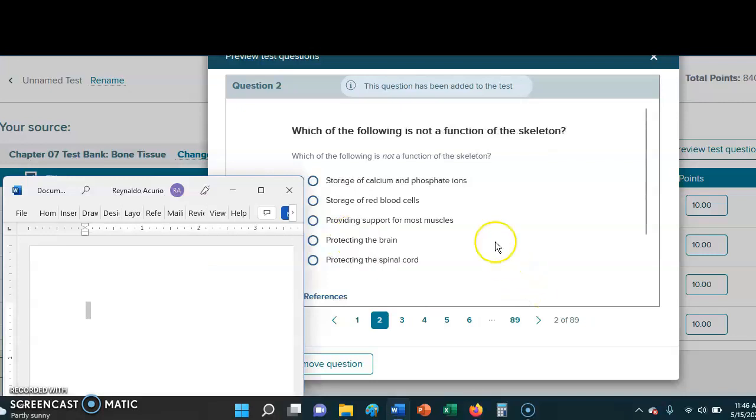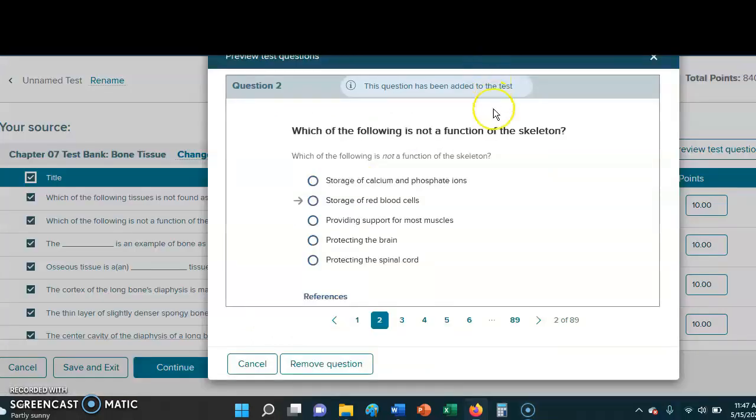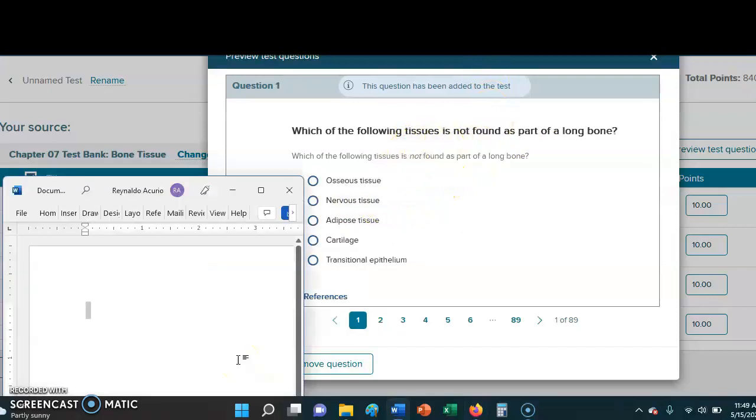Next question, which one of the following is not a function of the skeleton? And we have in here protection. So protection is a function of the skeleton. Provide support of muscle. Storage of calcium, yes. Let's take a look at the figure. Right here we have the skeletal system, support, protection, etc. And right here at the bottom, blood formation, right? Not blood storage, blood formation. Going back to the question, that should be the answer, storage of red blood cells, because the question says which one is not.